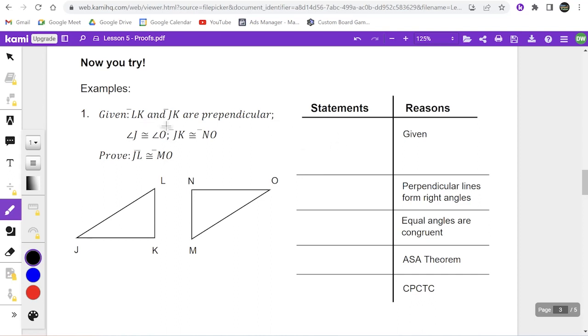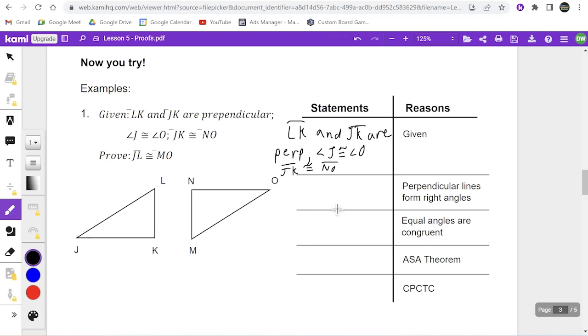In other words, I need to write LK and JK are perpendicular. And yes, this is going to take a while and you probably don't have enough room. So if you want to abbreviate, that's fine. But LK and JK are perpendicular. Angle J is congruent to angle O. And then finally, line segment JK is congruent to line segment NO. And I know I'm squeezing it in there, but that first one's just the given, okay? And remember, the given always goes first. Okay, so we have the givens written down.